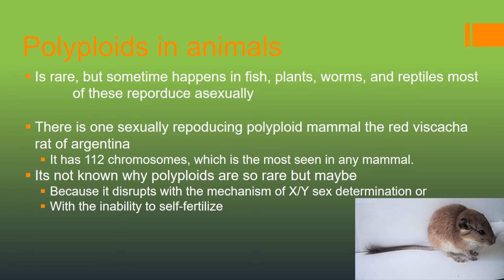Polyploidy in animals is more rare, but sometimes it happens in fish, amphibians, worms, and reptiles. Most of these reproduce asexually. There is one sexually reproducing polyploid mammal, the red viscacha rat of Argentina. It has 112 chromosomes, which is the most seen in any animal. It is not known why polyploids are so rare, but maybe it is because polyploidy disrupts the mechanism of X and Y sex determination, or because of the inability to self-reproduce.